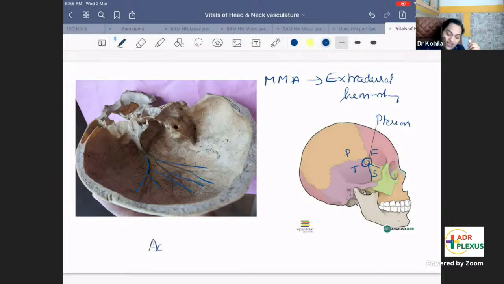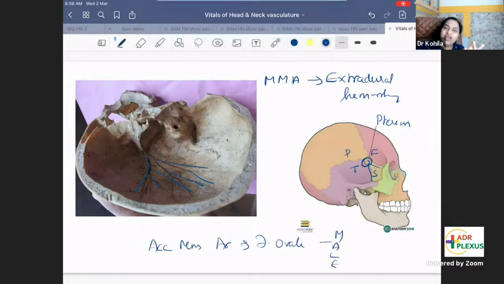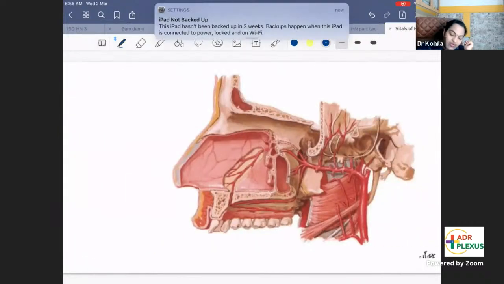How does the accessory meningeal artery enter the cranial cavity? The accessory meningeal artery enters through the foramen ovale. The structures passing through it are the mandibular nerve, accessory meningeal artery, lesser petrosal nerve, and emissary vein. Is that okay? Okay.